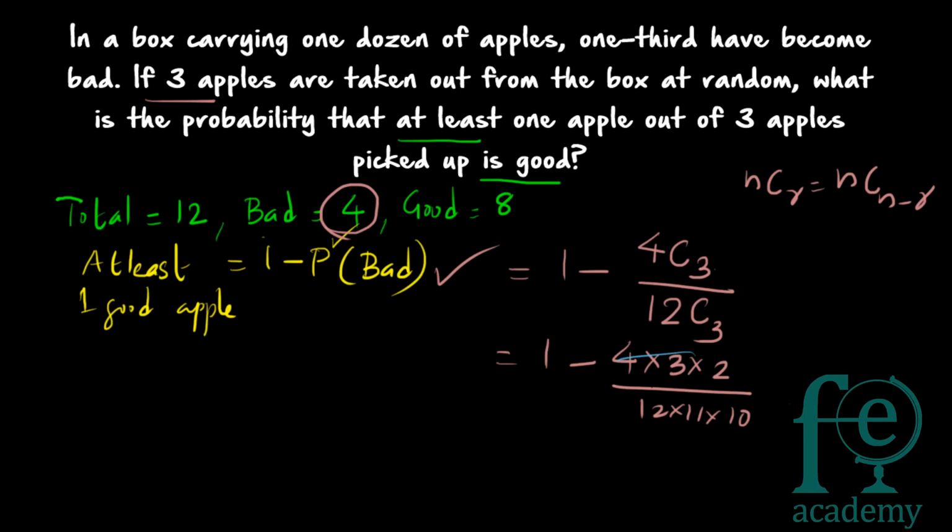So here you will be getting 4 into 3, 12. So 5. So 1 minus 1 by 55. So 1 minus 1 by 55 is equal to 54 by 55. So the probability that at least 1 apple is good will be 54 by 55.